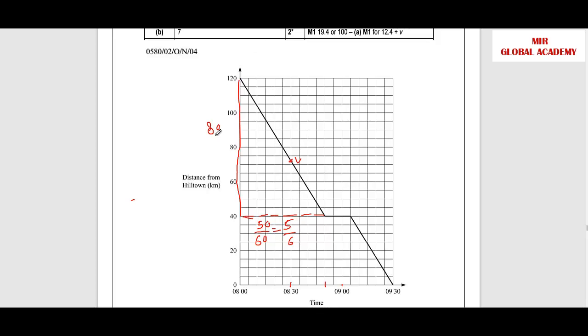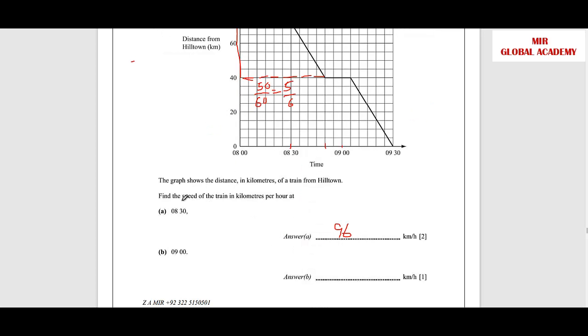And the speed is the gradient of this line. So rise over run, 80 divided by 5 over 6, and this is 96. So the speed at 8:30 is also 96 kilometer per hour.